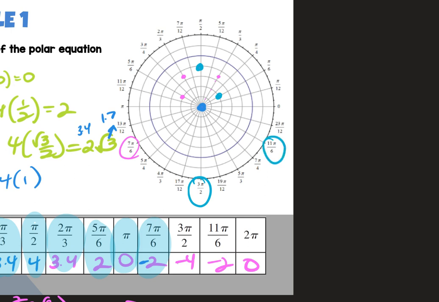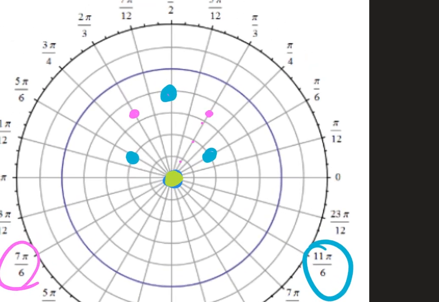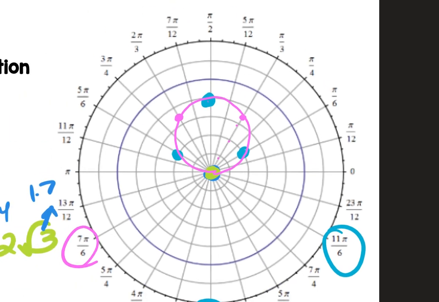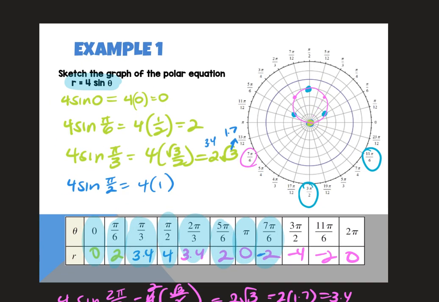11 pi over 6 is here, but I'm going away from it. Negative 2 is here. And 2 pi, 0. I'm back to the origin. So this is a circle that would just continue to repeat and repeat.